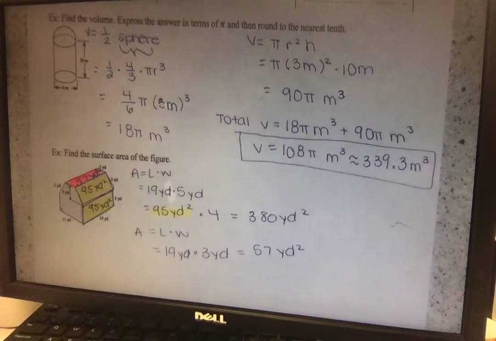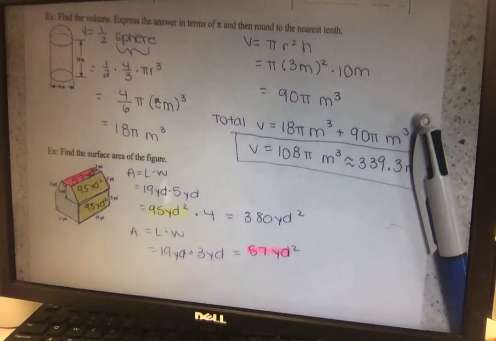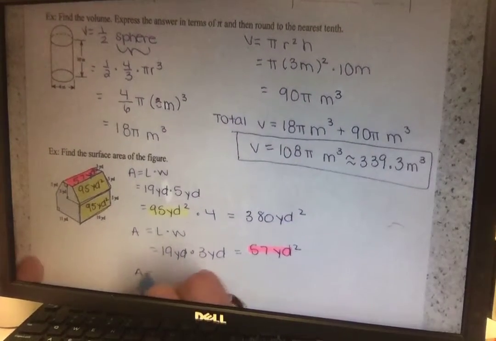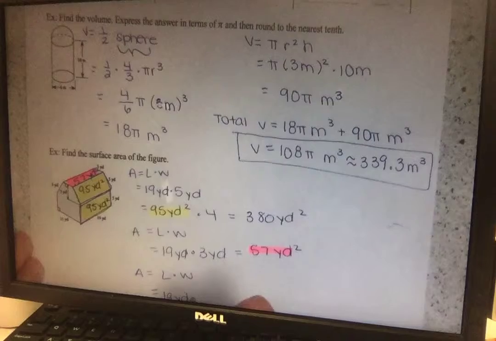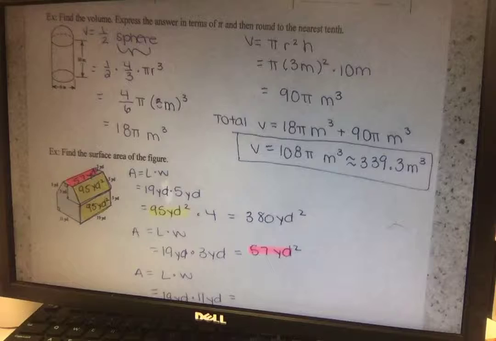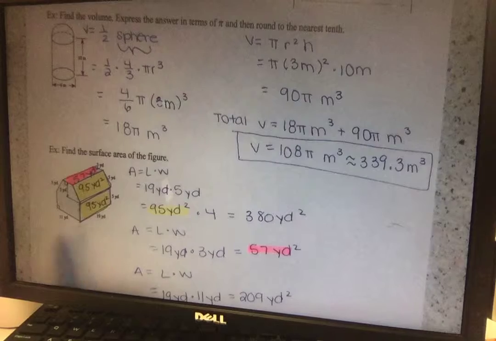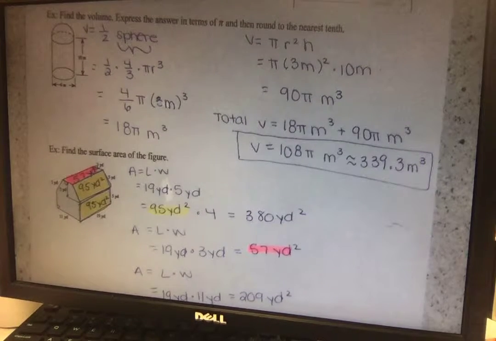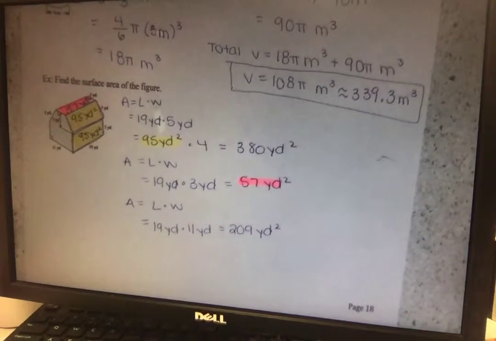So the only part of the outside that we haven't accounted for is this base that it's sitting on. So the base it's sitting on is another rectangle. So length times width. Our length is 19 yards again. Our width is 11 yards. So 19 yards times 11 yards is 209 yards squared. So that'll be the bottom base.